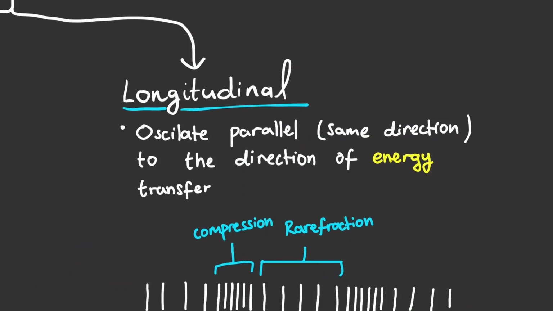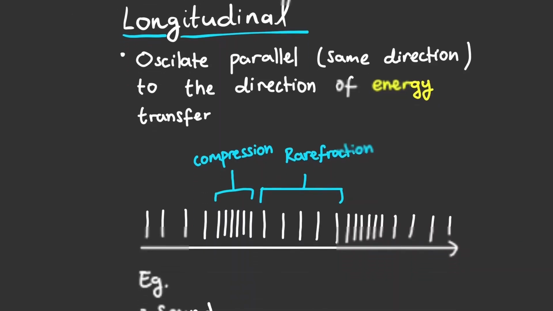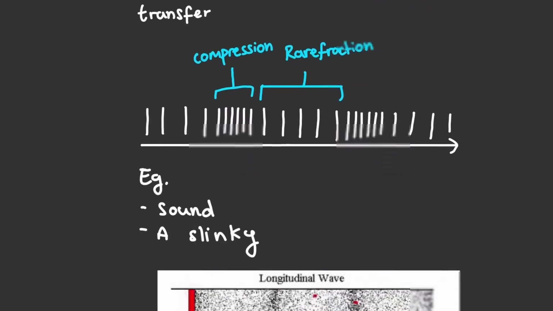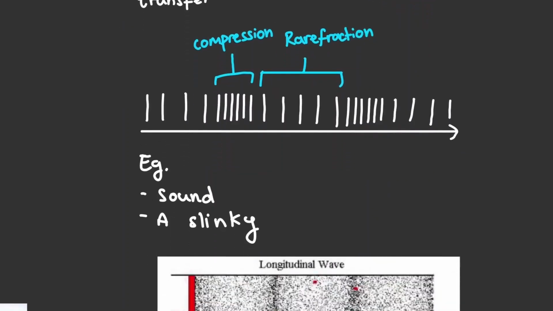Let's now talk about longitudinal waves, which are essentially the opposite of transverse waves. Longitudinal waves are waves that oscillate parallel, or in the same direction, to the direction of energy transfer. They are made up of compressions and rarefactions, or essentially regions where the wavefronts are very close together and regions where the wavefronts are spread out or far apart. Some examples of longitudinal waves are sound and a slinky.